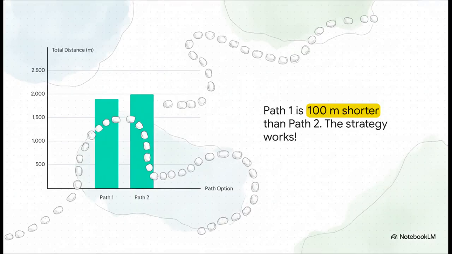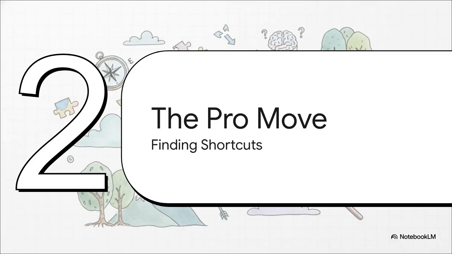And there you have it. The result is crystal clear. Because we laid out our breadcrumbs, we can see without a doubt that path 1 at 1,900 meters is shorter. It's only by 100 meters, but it's the winner. The strategy works. So you've mastered the basics. You know how to equalize your units, you know how to lay your breadcrumbs. Now it's time for the pro move, spotting the hidden shortcuts that most people just walk right past.